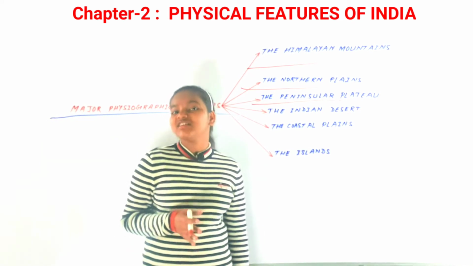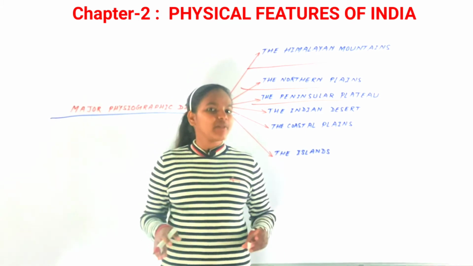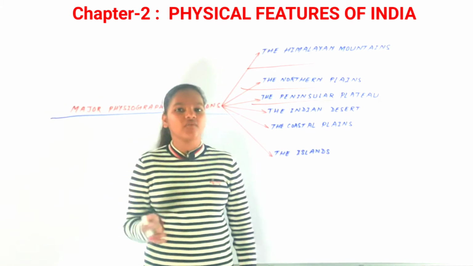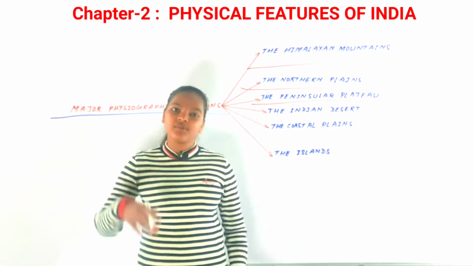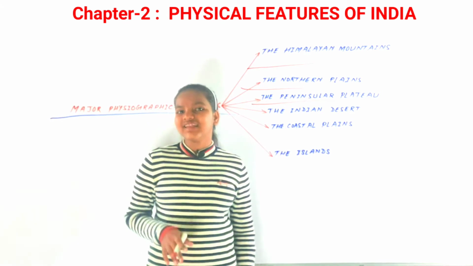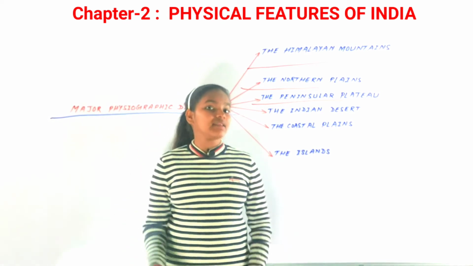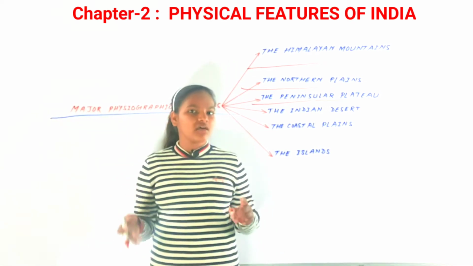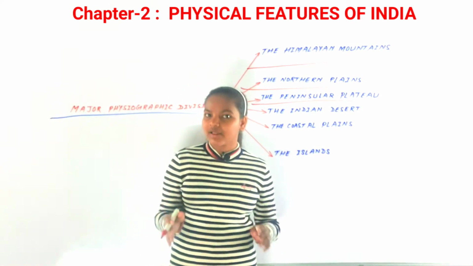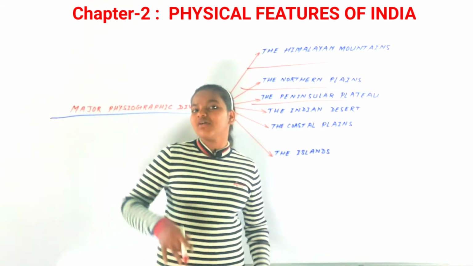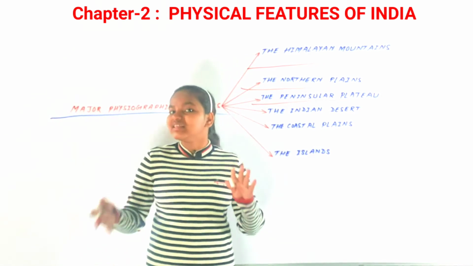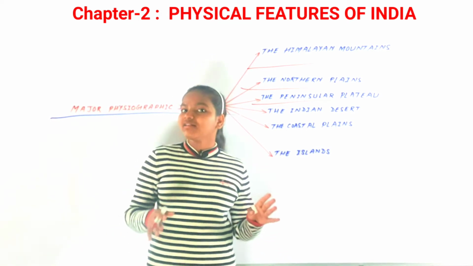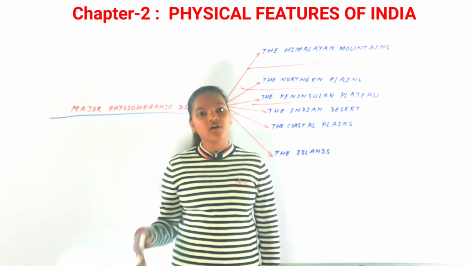Now, the next division is the Deccan Plateau. The Deccan Plateau is a triangular landmass that lies south of the Narmada River, whereas the Central Highlands lie in the northern part. This Deccan Plateau is very high in the west and gently slopes toward the eastern part.